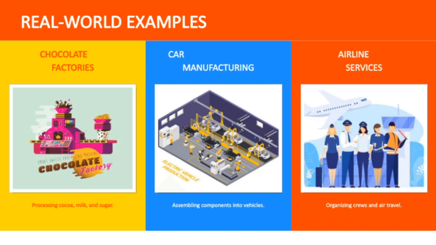Moving on to manufacturing, assembling components into vehicles is a great example. Imagine the process of putting together a car: engine parts, body panels, electronics, all coming together in a systematic way to produce a finished vehicle. Finally, in chocolate factories, processing cocoa, milk, and sugar illustrates how raw ingredients are combined and transformed into delicious chocolate products. All these examples show how complex systems are organized into functional, finished products, whether it's a flight, a car, or a chocolate bar. This highlights the importance of coordination and process management in bringing different pieces together efficiently.